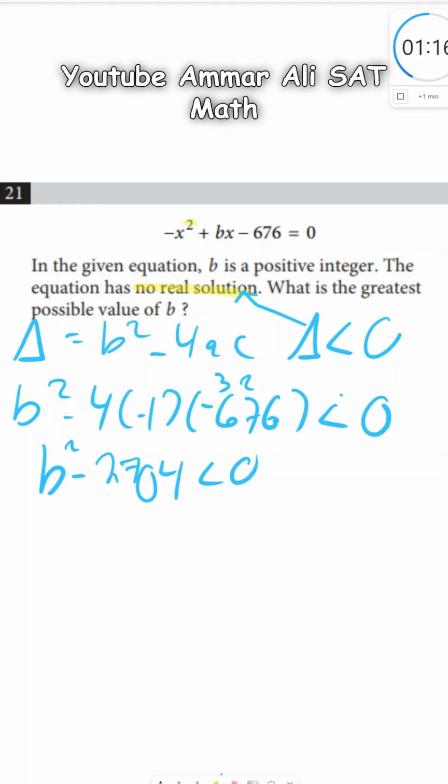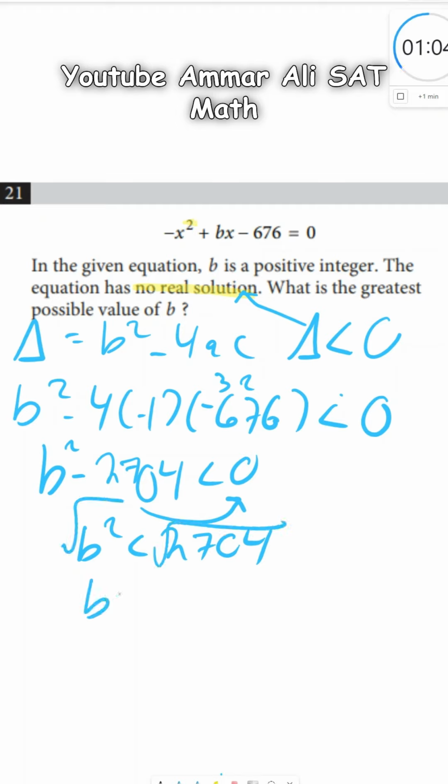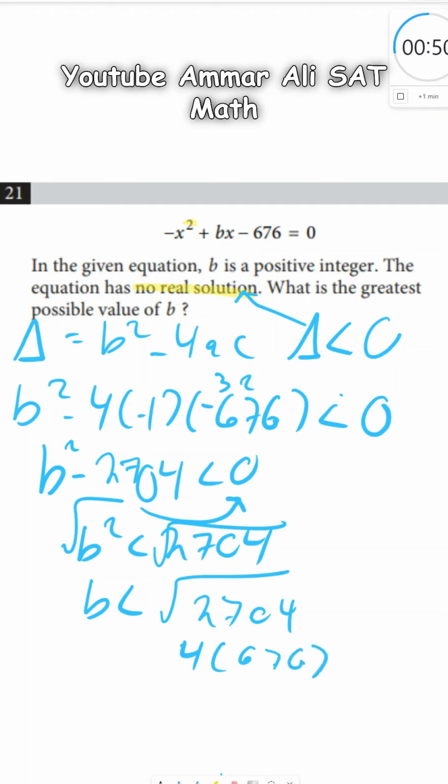Let's bring this guy to this side, and we're going to do that by adding it, right? So b squared is less than 2704, and now we square root both sides, right? So b is going to be less than the square root of 2704, which is the same thing as 4 times 676, right? We just did that, and that is the same thing, 4 times 676.